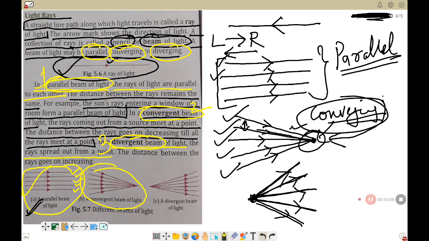Now let us quickly recall the things that we have done today. So today we learned about bioluminescent. Understand, that was the first topic. The second topic that we discussed is rectilinear propagation of light, and the third topic that we discussed today is light rays. Okay, so that's all for today.